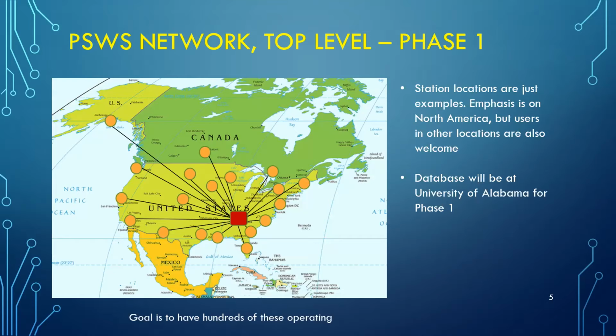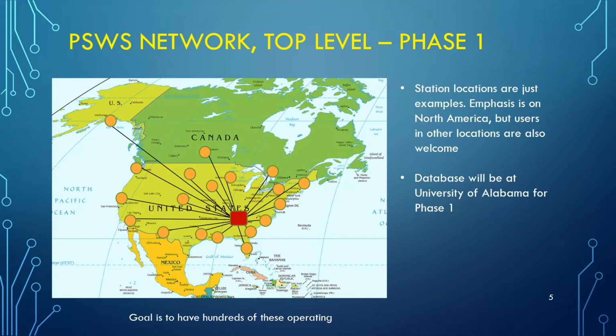Here's a top-level view. The station locations here are just examples. The emphasis is on North America, but users in other locations are also welcome. If we're going to focus in phase one on what's happening in WWV, we obviously have to focus more on North America than anywhere else. And again, this is a phase one thing. We foresee that this could be rolled out in other parts of the world, and everybody has their own set of stable signals that they could observe.